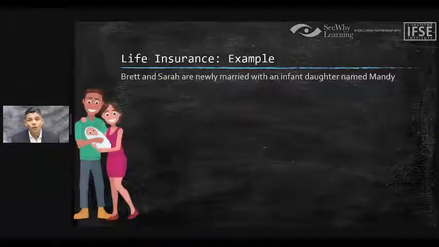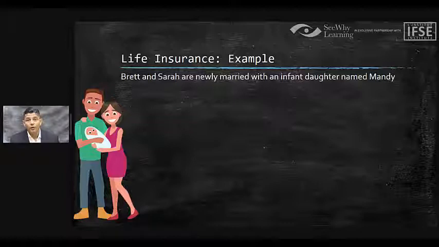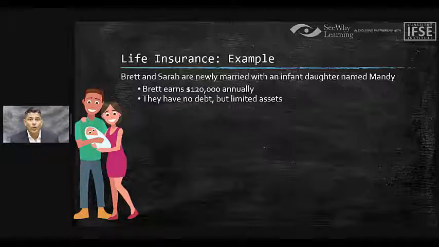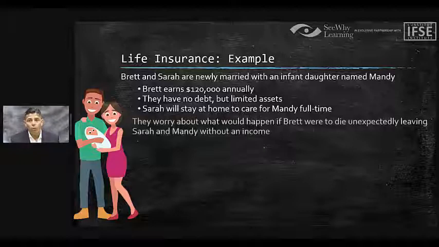Brett and Sarah are newly married with an infant daughter named Mandy. Now, Brett earns $120,000 per year, which allows them to enjoy a pretty nice lifestyle. Now, they worked hard to pay off their student loans quickly, and as a result, they have no debt, but they also have limited assets. Brett and Sarah have reached the decision that she will stay home to take care of Mandy full time. They worry, though, what would happen if Brett were to die unexpectedly and his income stops?